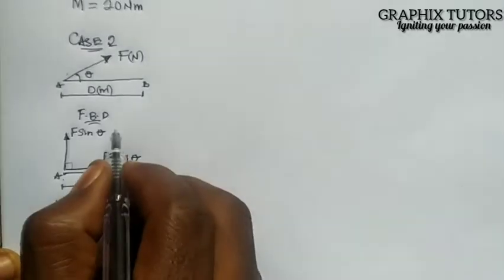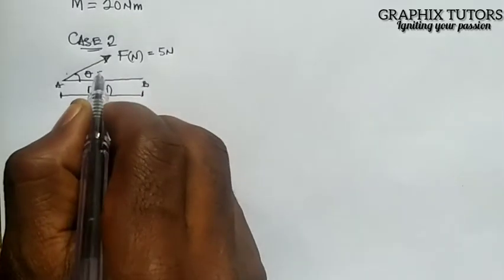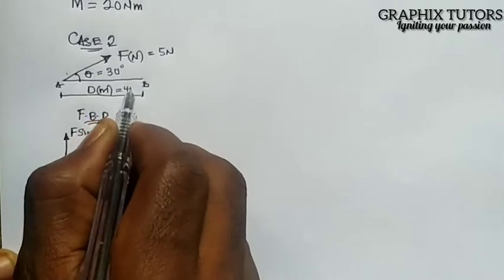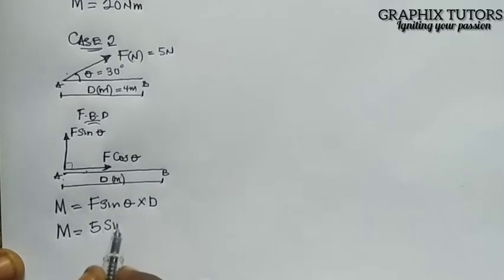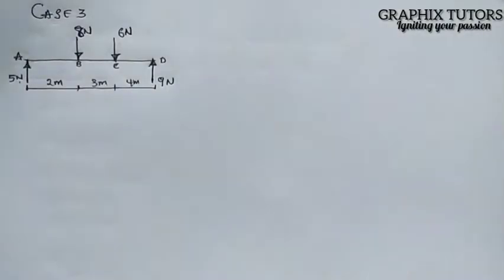So let's assume the force is given as 5 Newton, and the angle is given as 30 degrees. The distance is given as 4 meters. So my moment here will be 5 sine 30 multiplied by 4. That will be 10 Newton meter. That is for this case. So let's look at case 3.